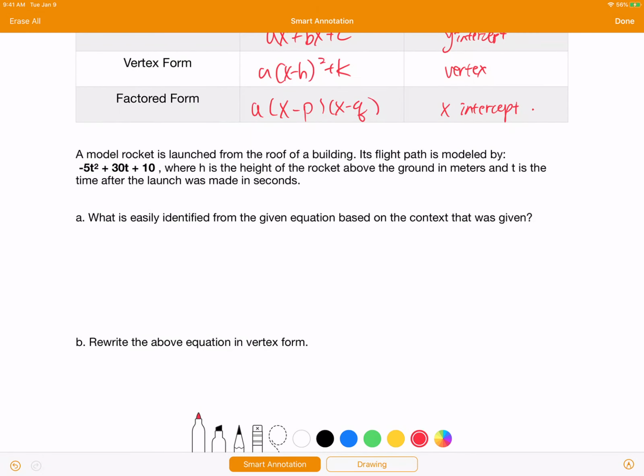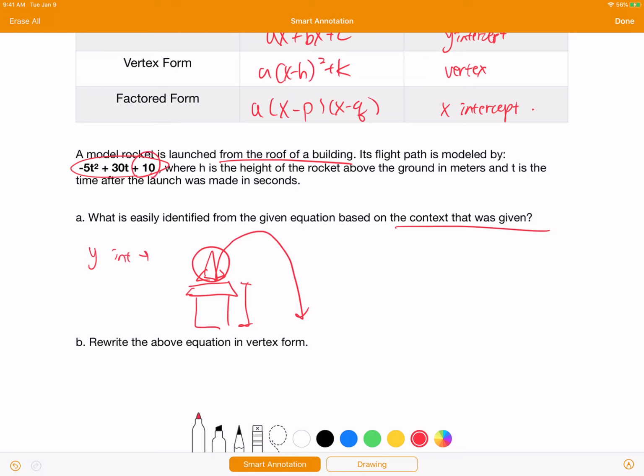A model rocket is launched from the roof of a building. Its flight path is modeled by this equation. What is easily identified from the equation? Well, obviously, the y-intercept, but in the context that was given, it's launched from the roof of a building. So what does that tell us? The y-intercept is when the time is 0, and the rocket ship, if I were to just draw a picture, if this is a rocket ship and this is the height of the building, it's actually when it starts its flight path. So this plus 10 tells you how high the building is.